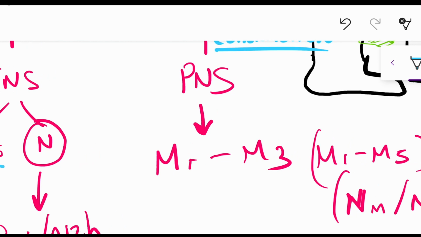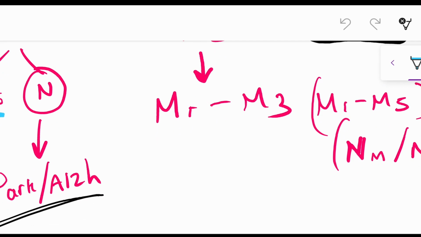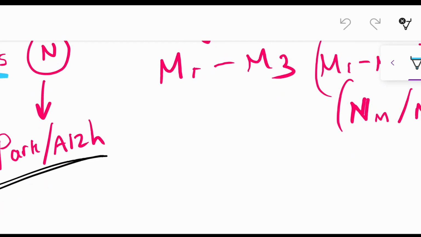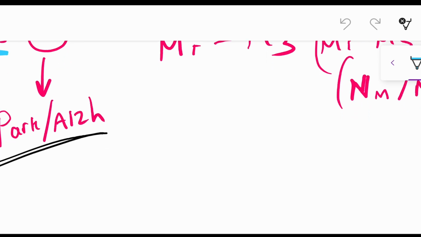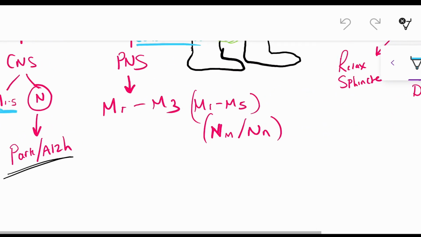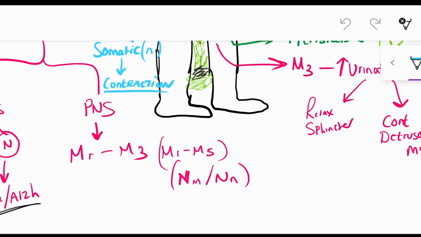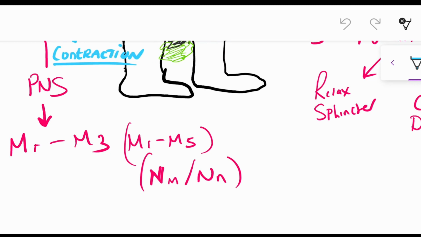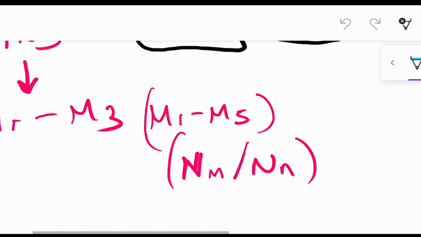In the CNS, you have your M1 to M5 receptors, which we're not really interested in, and you have your nicotinic. The main purpose of your nicotinic receptors in the brain is to combat, at least therapeutically, your Parkinsonian or Alzheimer's related symptoms, all right? So these are drugs you give on top of your dopamine related drugs to combat these symptoms, all right?